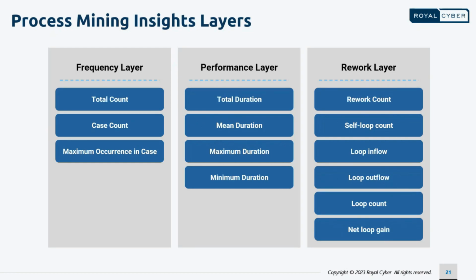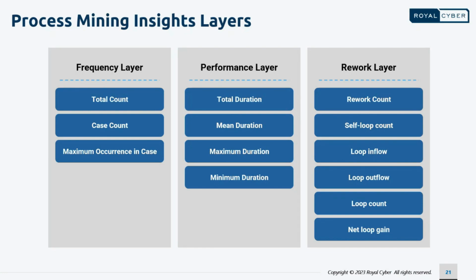The second one is the performance layer. Inside the performance layer, we have total duration, which is the total time captured by the particular instance of a process. Then we have mean duration, which calculates the average time the processes took in the particular scenario. Then we have maximum duration, which shows the maximum time the particular process instance took, and the minimum duration, which shows the minimum time the particular process instance took to complete.